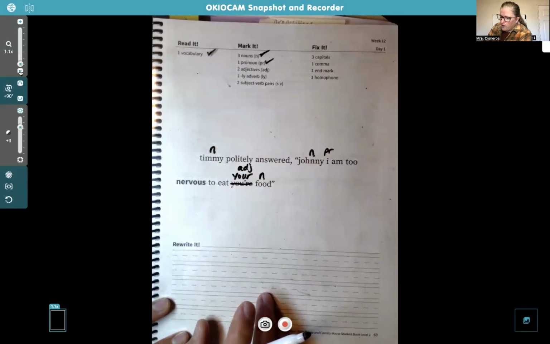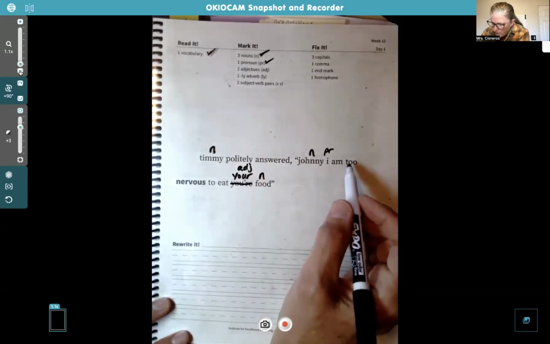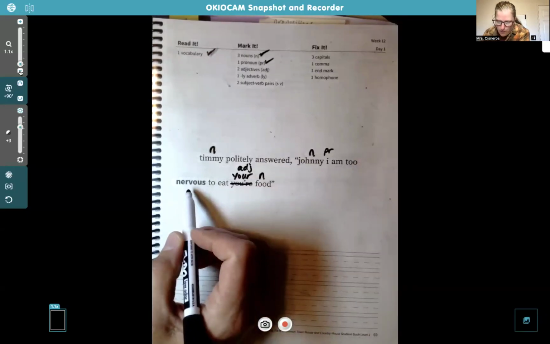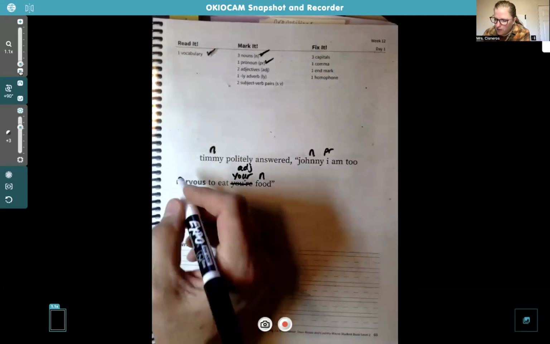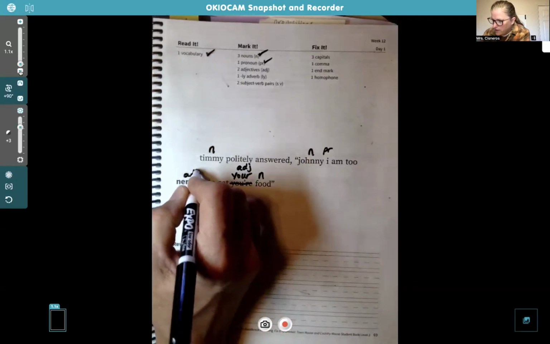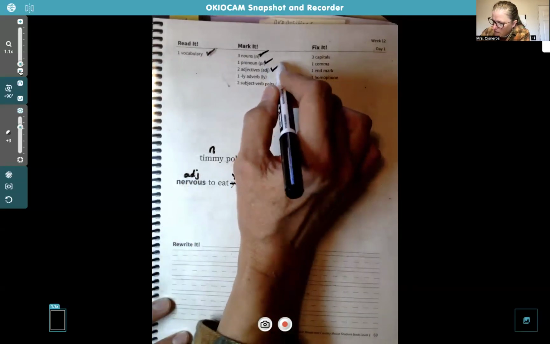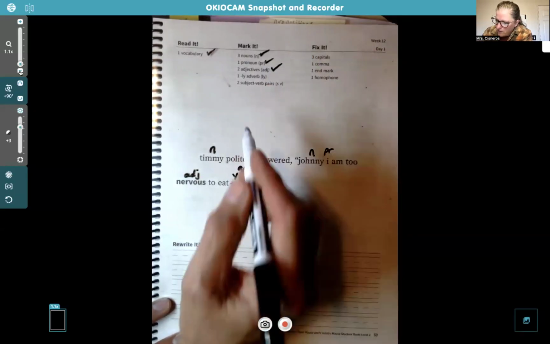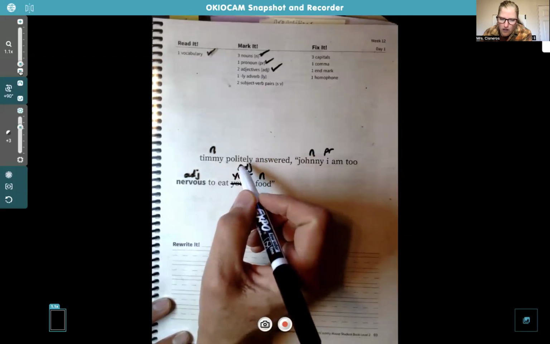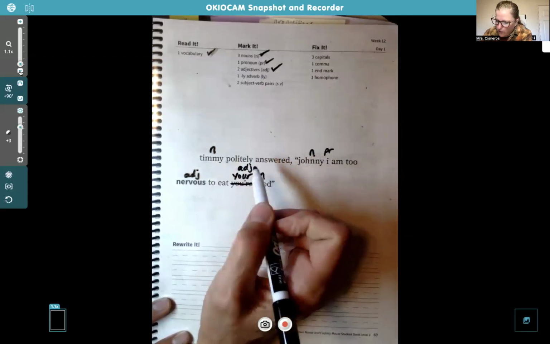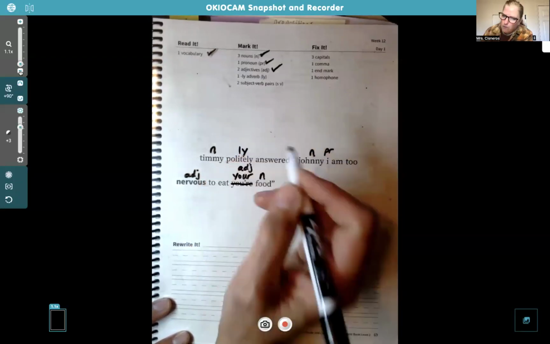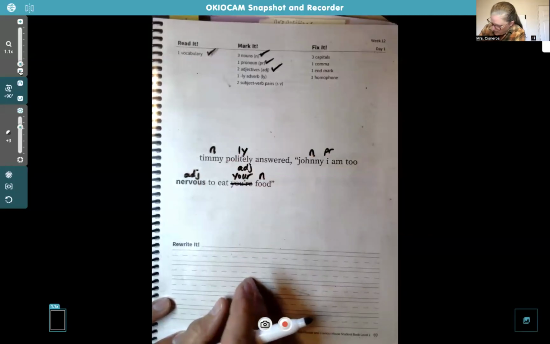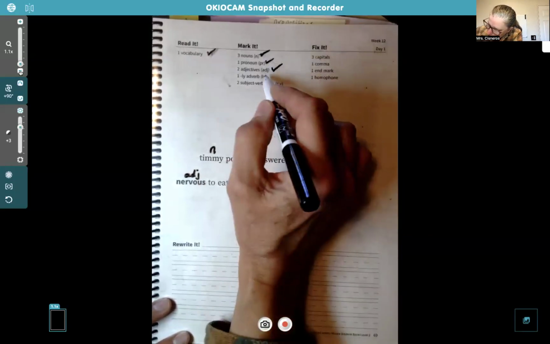And then there's another word in here that's describing I, which is actually Timmy. I am too nervous. That word nervous is describing Timmy, so that also is an adjective. The next one is an ly adverb. That's pretty easy. It has an ly, and it's talking about how he answered. So I know that that's going to be not an imposter, but actually an ly adverb.